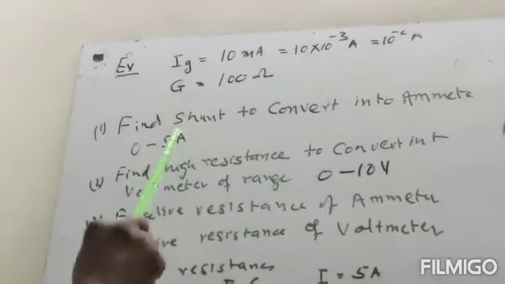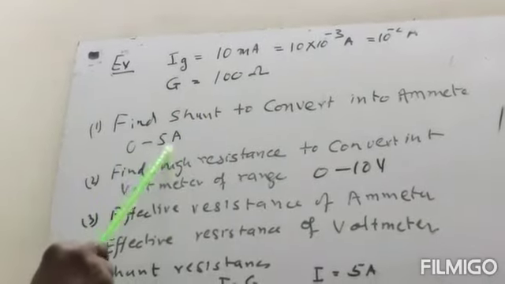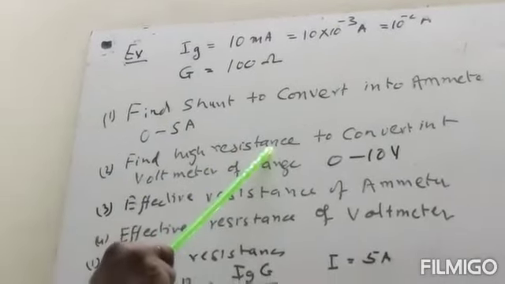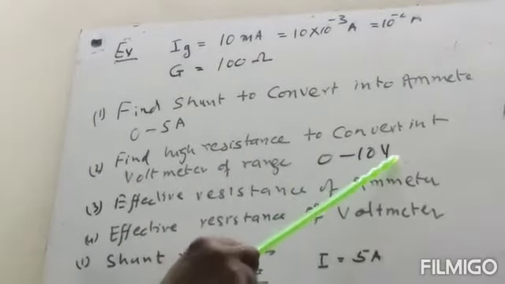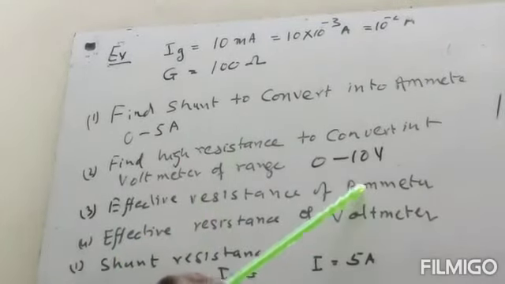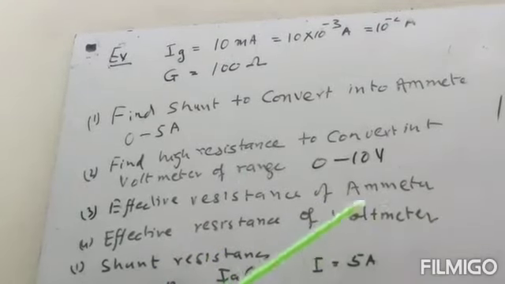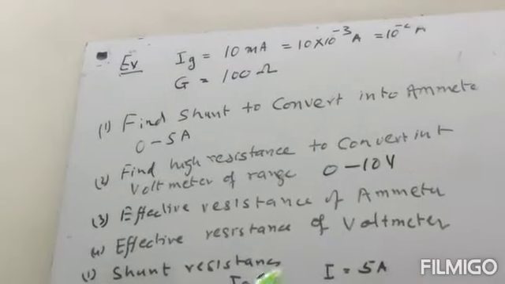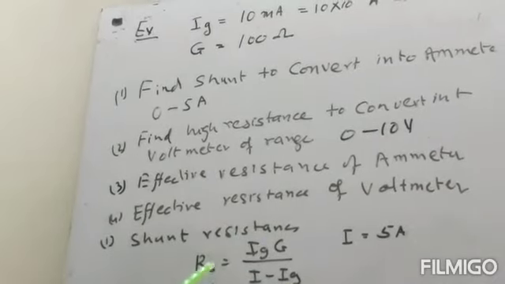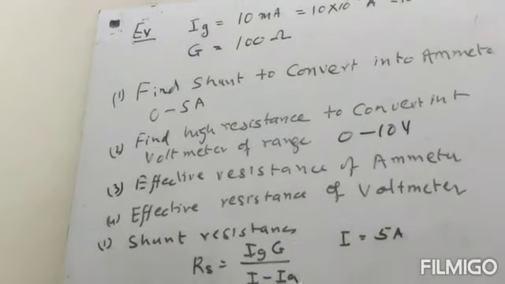Now we have to find the shunt to convert it to an ammeter whose range is 0 to 5 ampere. Now we have to find the high resistance in series to convert it to 0 to 10 volt. Now we will find the effective value of the resistance of the ammeter and the effective value of the resistance of the voltmeter. So first we will find the shunt for the ammeter. The shunt resistance S is Ig into G divided by I minus Ig.